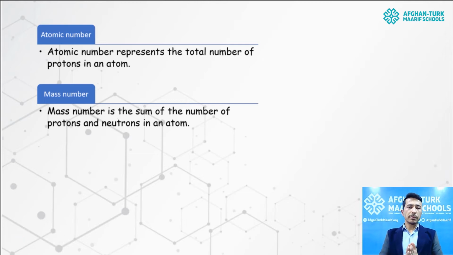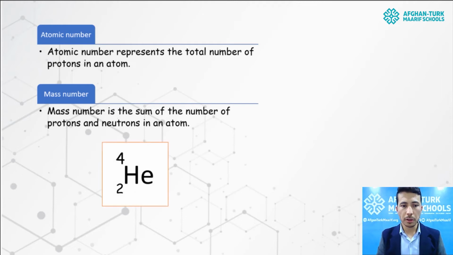Okay, so atomic number represents the total number of protons in an atom. If someone asks you what's the atomic number of sodium, you can say that it's 11, which means there are 11 protons inside the nucleus of the sodium. And the mass number is the sum of the total number of protons and neutrons. Yes, exactly.